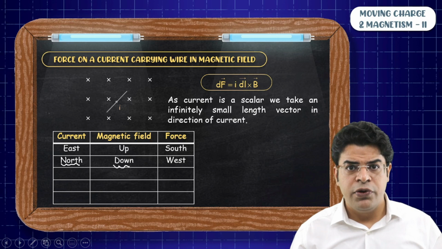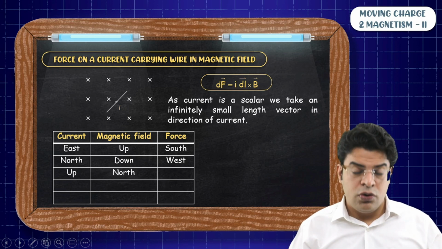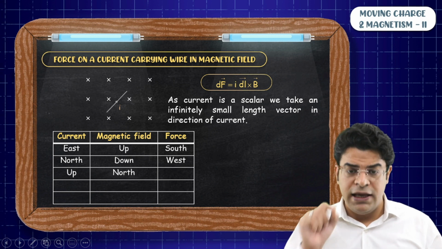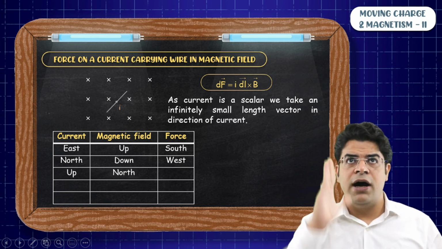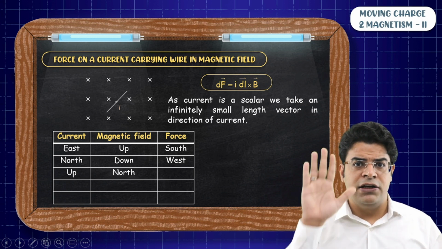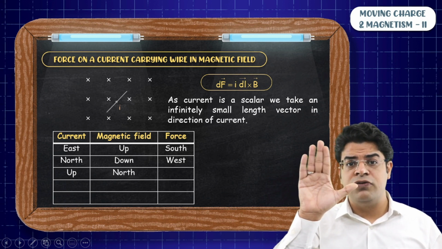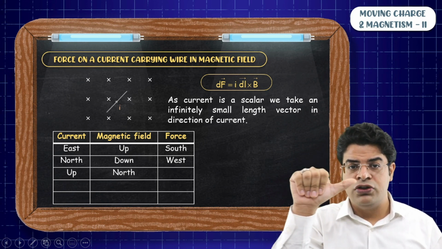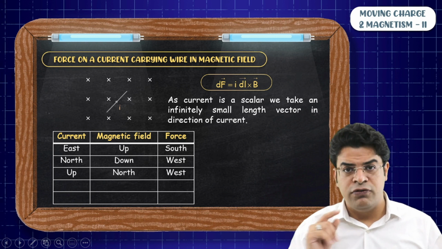Next example, let's say the current is upwards and the direction of magnetic field is towards north. I have to align the fingers of right hand in the direction of current and then curl the fingers towards north, and this gives me the direction of magnetic force. So up cross north gives me west, so the force has to be towards west.